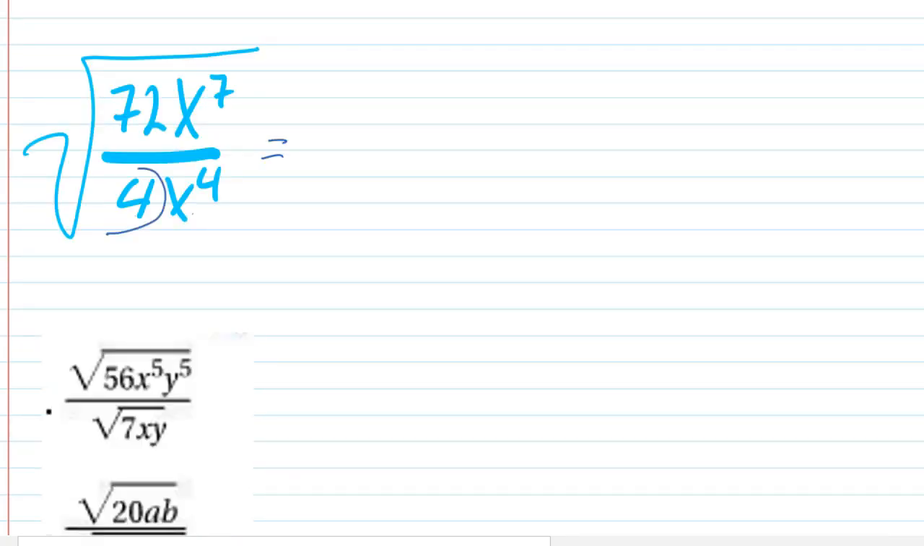Again, I have a perfect square on the bottom, and I have another perfect square on the bottom. So I'm going to take care of the bottom first, 2x squared. Then on top, we're going to simplify.